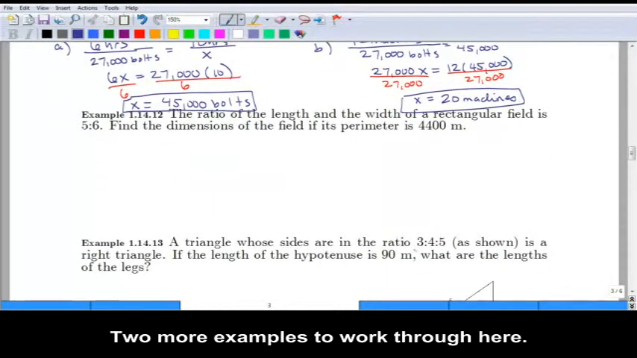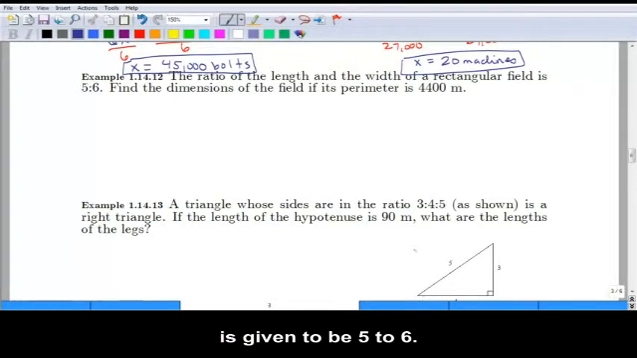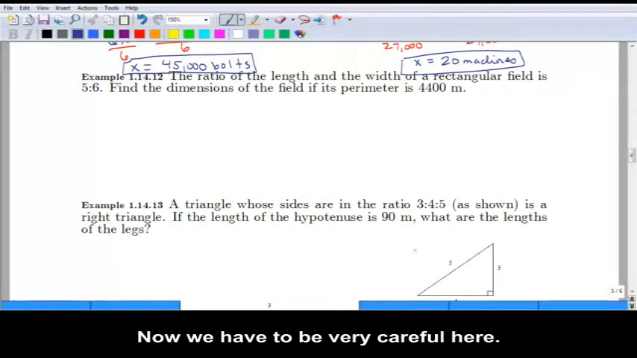Two more examples to work through here. We want to find the ratio of the length and the width of a rectangular field is given to be 5 to 6. We want to find the dimensions of the field if the perimeter is 4,400 meters. Now we have to be very careful here. Let's draw a picture.